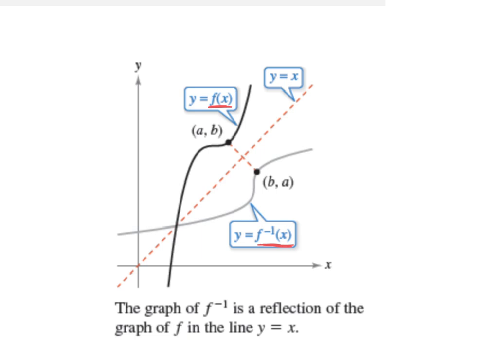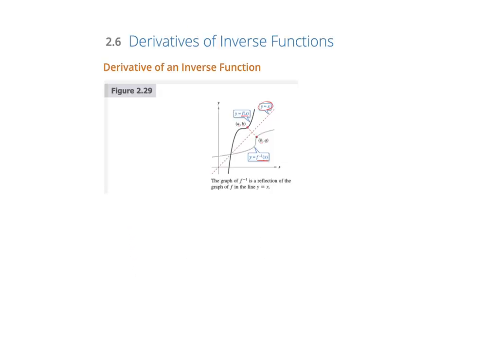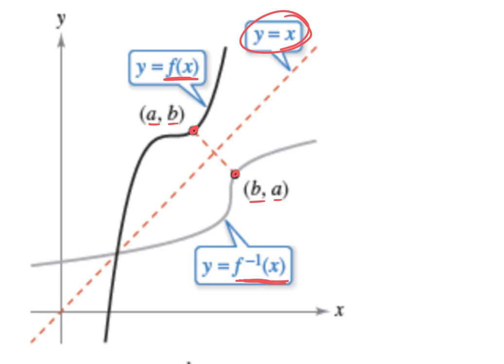Remember that a graph reflected across y equals x gives us the graph of the inverse. And we notice at this point, (a, b) corresponds to this point, (b, a), where we switch the x and the y. Hopefully you remember from pre-calculus when we did that, we would switch the x and y on the graph, the table, and the rule to find inverses.